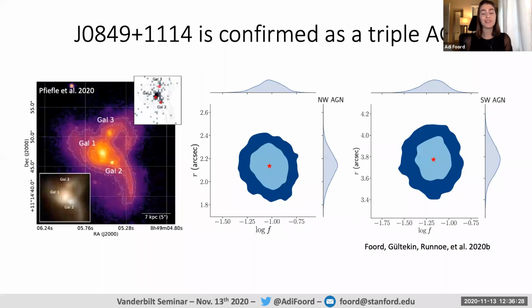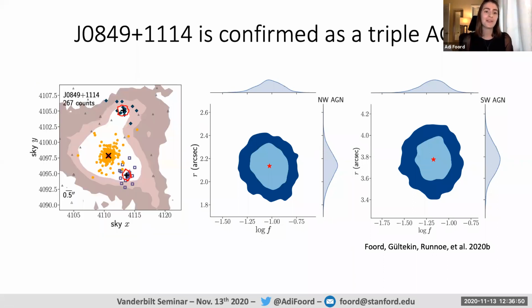I was also able to confirm the triple AGN nature of that one serendipitously discovered triple AGN. So next to the figure from the discovery paper, I'm showing the joint posterior distributions for the northwestern and southwestern AGN, which are galaxy 3 and 2 respectively in that discovery paper figure. And then I'm now replacing that figure with the results from BAYMAX, where once again, the counts are plotted with different markers or colors, depending on which model component they're most likely associated with.